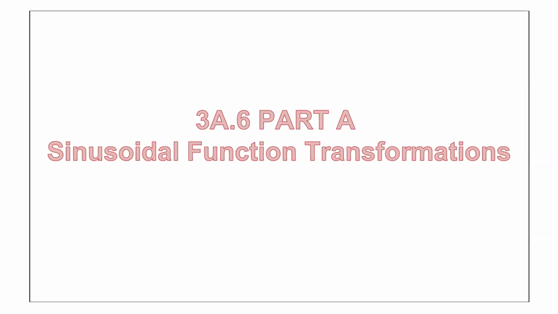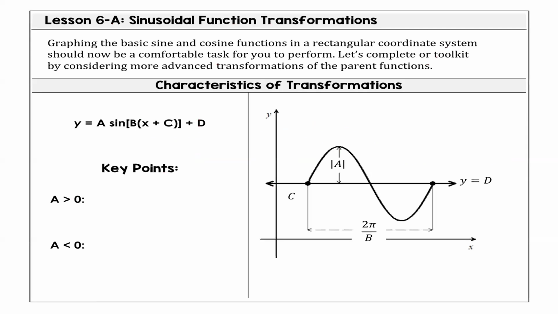Here we go with 3A.6 Part A, sinusoidal function transformations continued. Up first, at this point, we've learned that there are 4 variables for transformations, right? You have your A, your B, your C, and your D, and each one has a role to play.